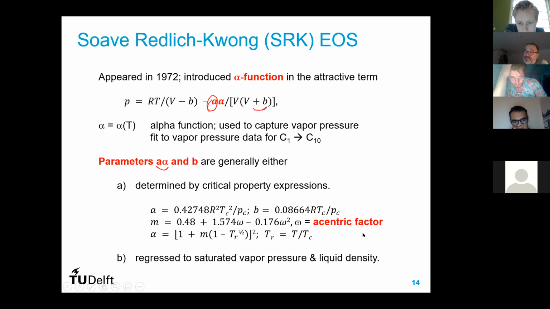They also introduce an additional parameter, the eccentric factor. So in addition to critical pressure and critical temperature, they introduce one extra parameter for each component that you need to know or measure. And then you have this A, B, and alpha computed out of these three parameters. Or it's the same story. You can take some new chemical species and regress saturated vapor pressure and liquid density, regress your parameters to these experimental results.